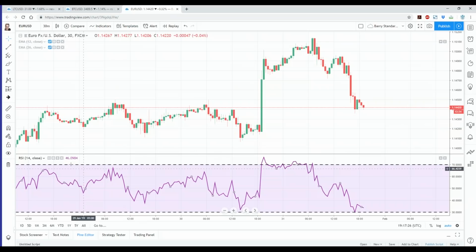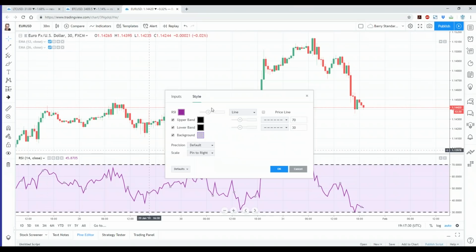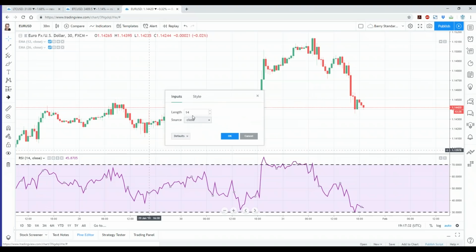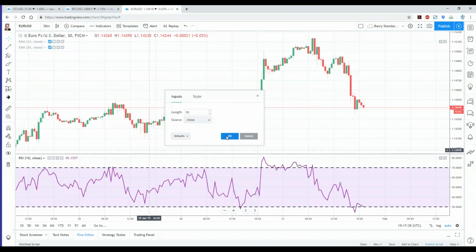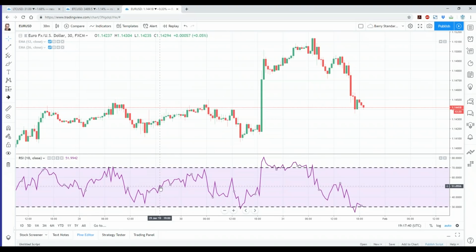We could go into our settings and change this from a 14 period to a 16 period, or a 10 period. And it's no longer just the standard RSI. Now, you can then use the 70 and the 30, but the calculation to get you above 70 and 30 is no longer the same calculation.